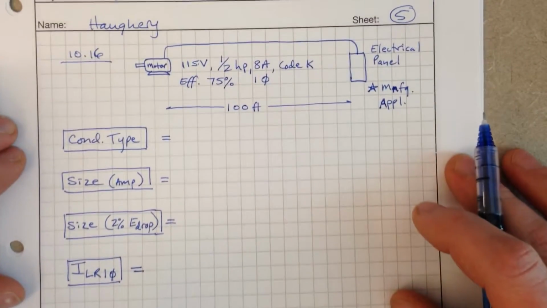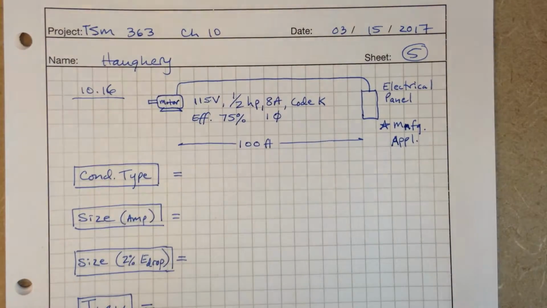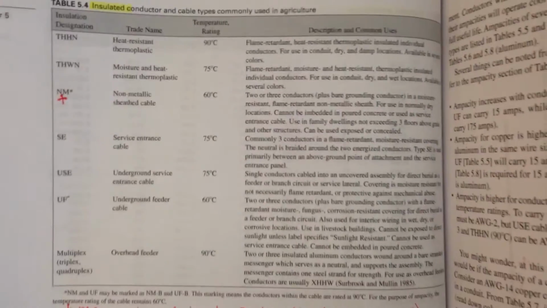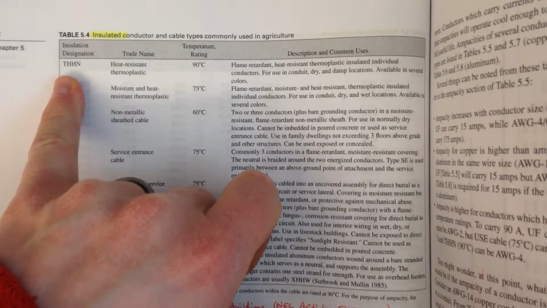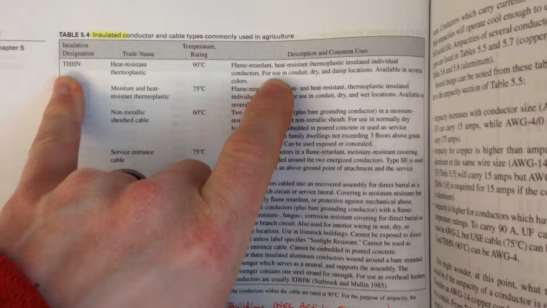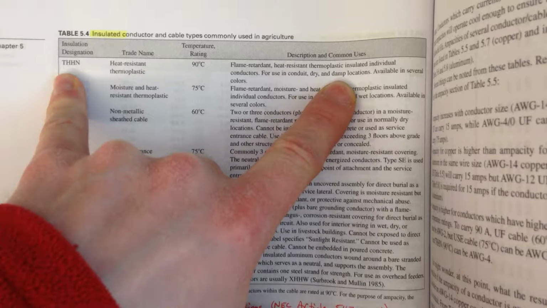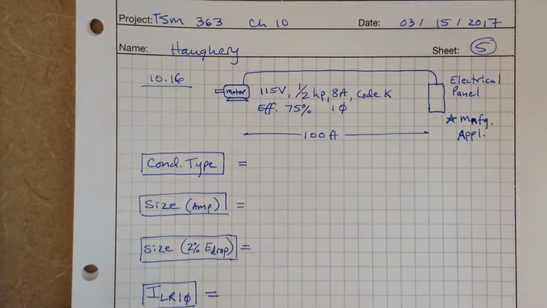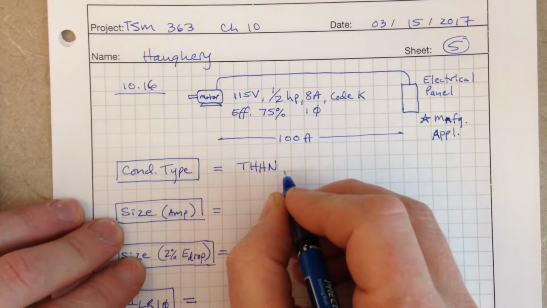So looking at the conductor type, it is a manufacturing environment. It is in conduit. When we look at our types of conductors and we look at running things in conduit, we're going to use THHN, for use in conduit, dry and damp locations. So we use a THHN.